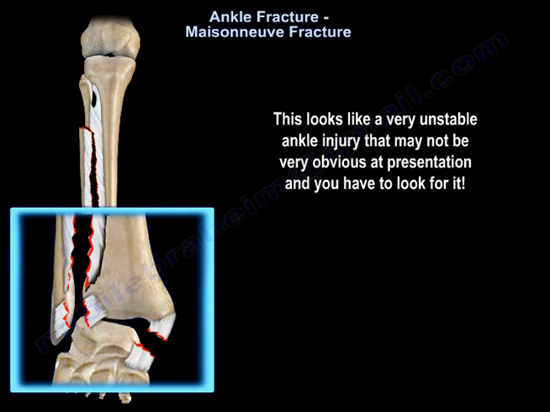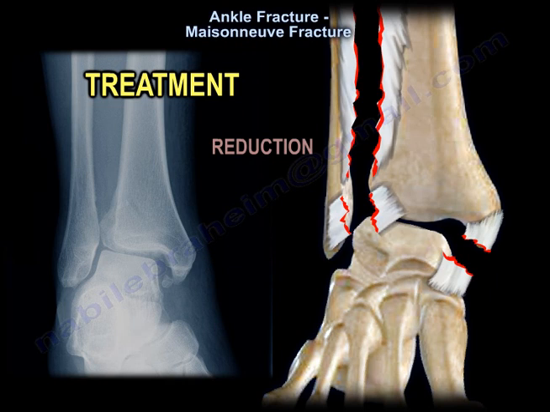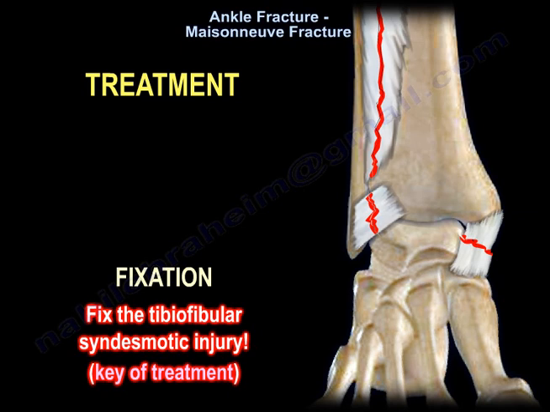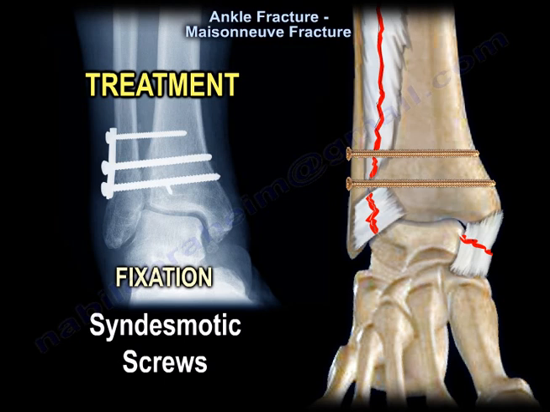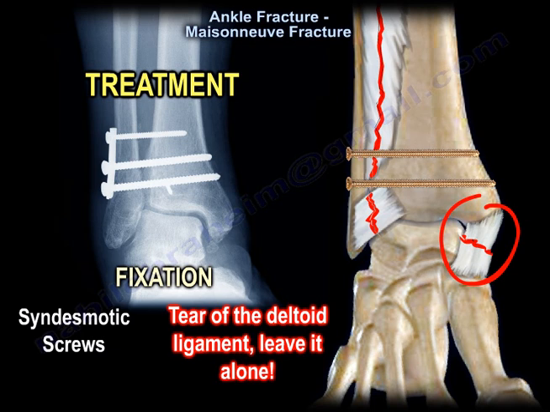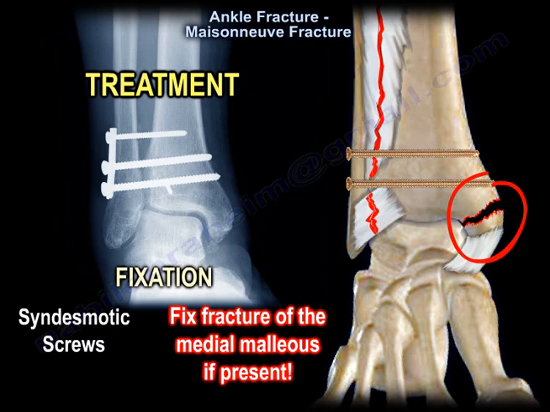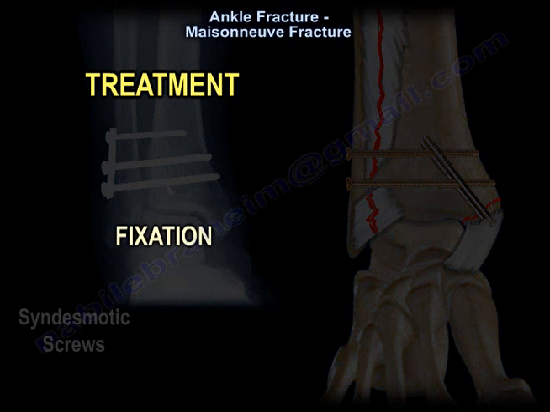So how do you treat that? You treat it by fixation of the tibiofibular syndesmotic injury. That is the key of treatment of this injury. Maisonneuve fracture, you fix it with syndesmotic screws. If you have a medial side injury, if it is a torn deltoid, leave it alone. If there is a medial malleolar fracture, you should fix that. On the lateral side, if there's a proximal fibular fracture, leave it alone.